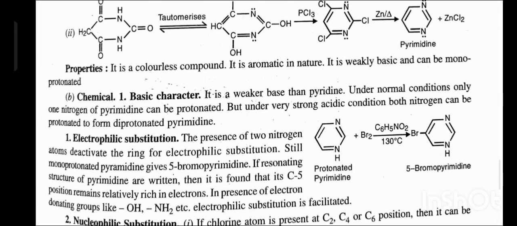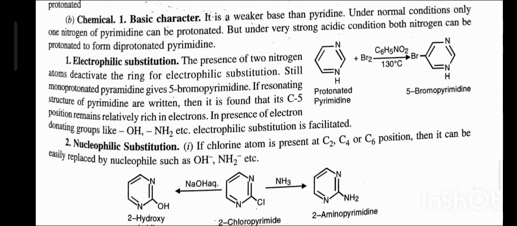B. Chemically. First, basic character. It is a weaker base than pyridine. Under normal conditions, only one nitrogen of pyrimidine can be protonated, but under very strong acidic conditions, both nitrogens can be protonated to form diprotonated pyrimidine.